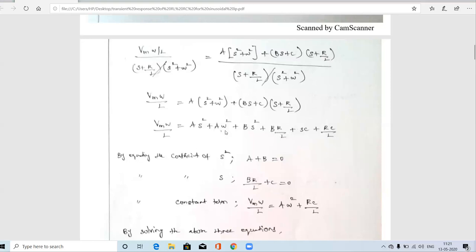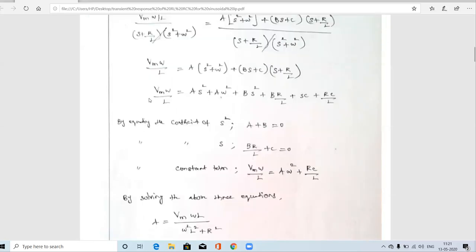Similarly, A omega squared and R C by L, these two values are constant. There is no s term, no s squared term. You see in the left side only a constant is there, no s term and no s squared term. So we have to equate the coefficient of s squared. We will get A plus B equal to 0, since on the left side there is no s squared term. We will get one equation.